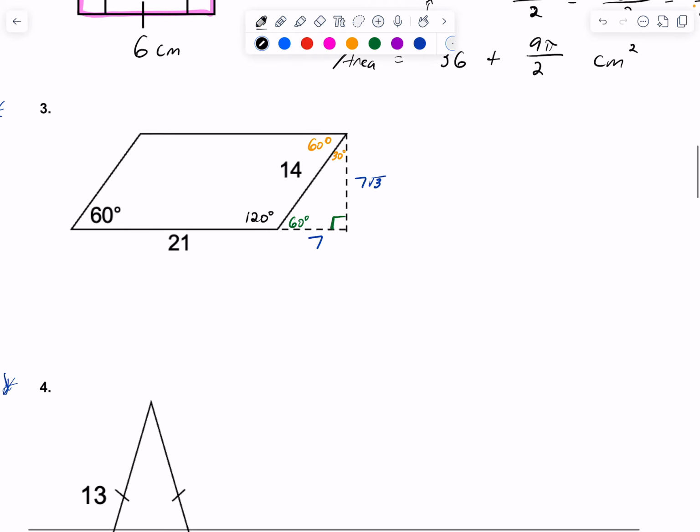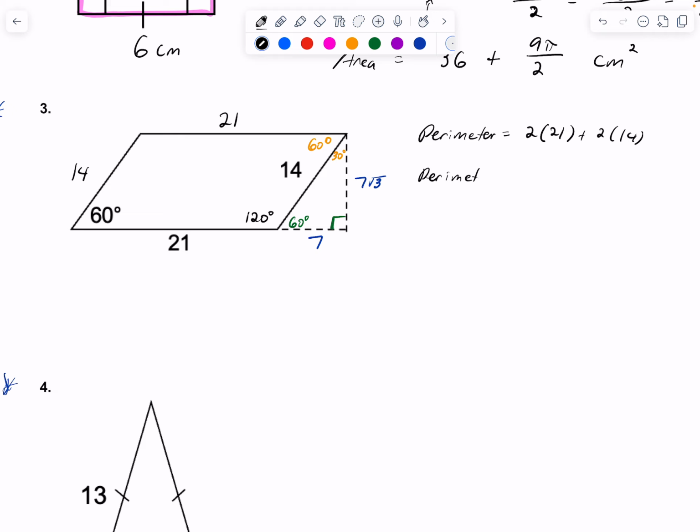But to find the perimeter, we actually have everything we need, right? This is 21, that is 14. So we can go ahead and find the perimeter by doing 2 times 21 plus 2 times 14. This one doesn't give me an actual unit, so I'm just going to write units. So let's see, that's 42, that's 28. So that's going to be 70 units for the perimeter.